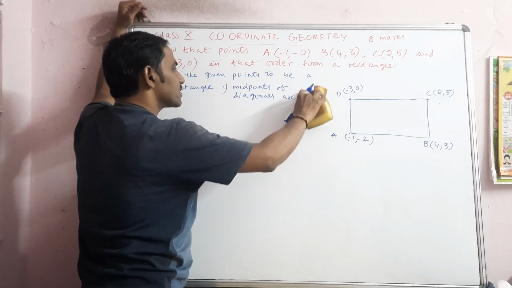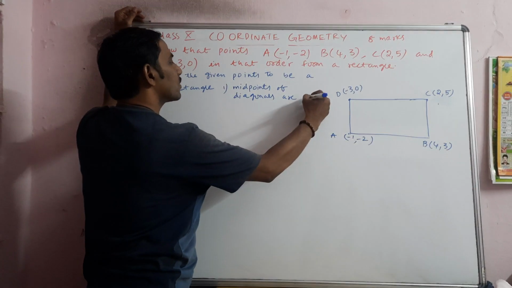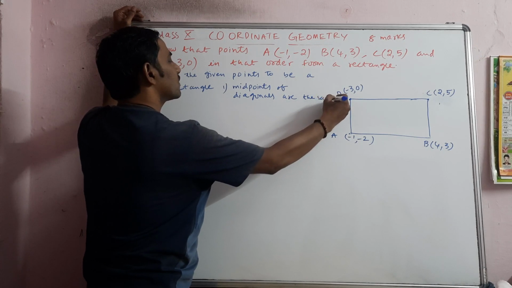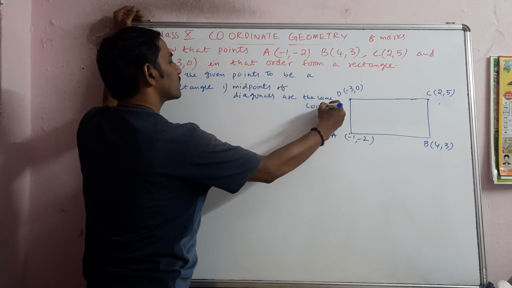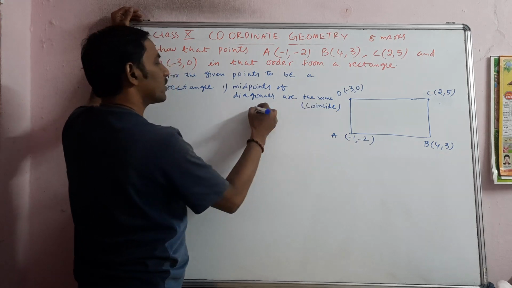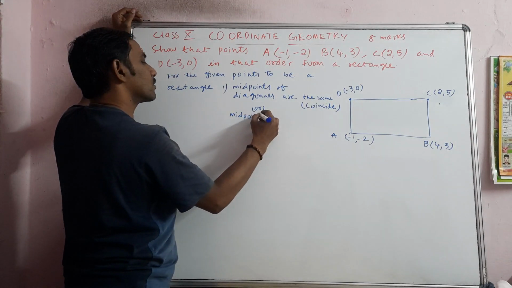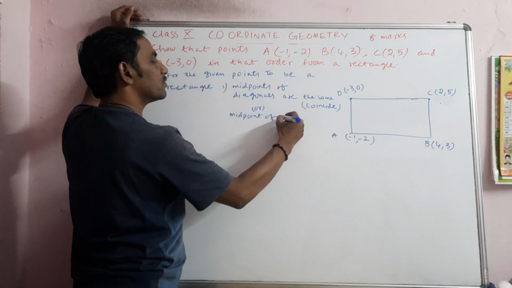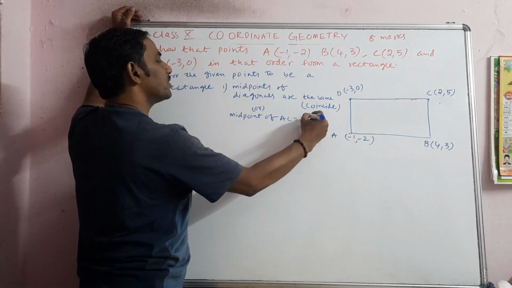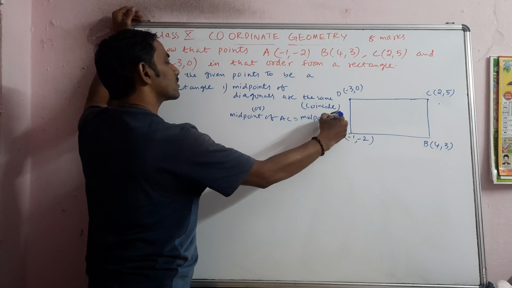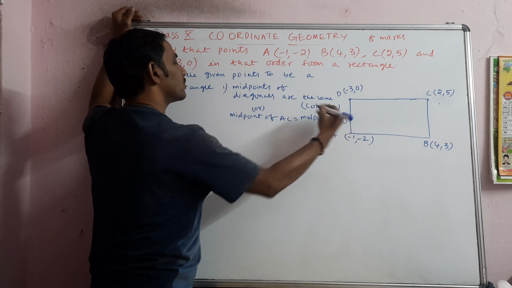So equal, or the same, or they coincide, you can say. Otherwise, you can write this point like this also: for example, you call it ABC, the midpoint of AC is equal to the midpoint of BD. So this you have to remember, first point.